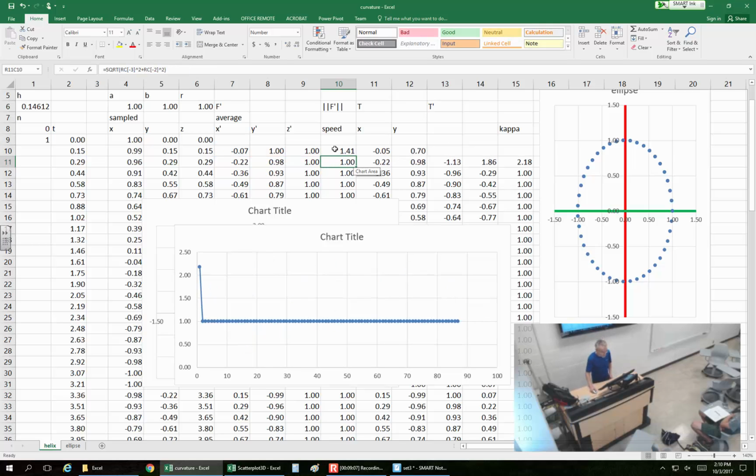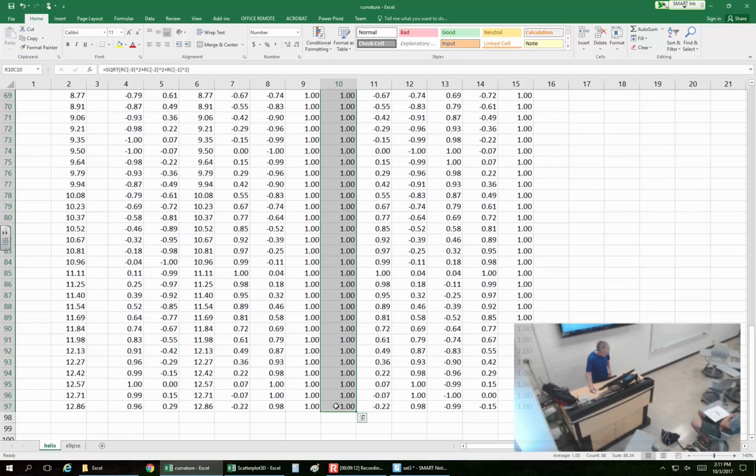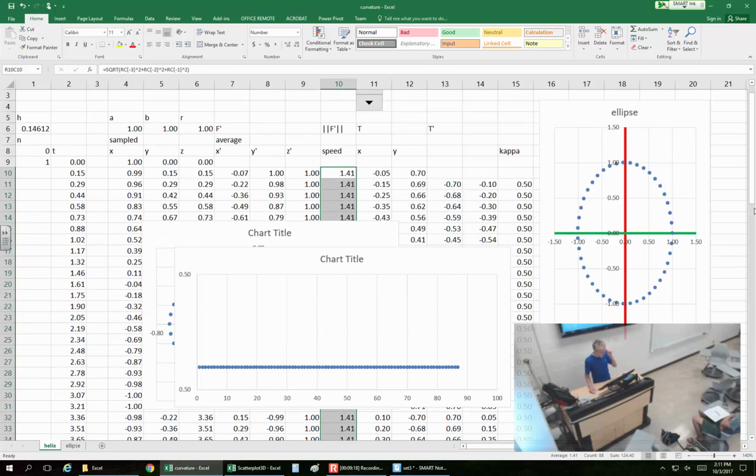Okay, so let me spread it down and we'll see what things look like. As you can see, we are going faster because there is an ascent. In addition to rotation, there is also an ascent. So the number has changed, and you can guess it is square root of 2. It is because it's 1 horizontally and 1 vertically, so that adds up to square root of 2, the diagonal.